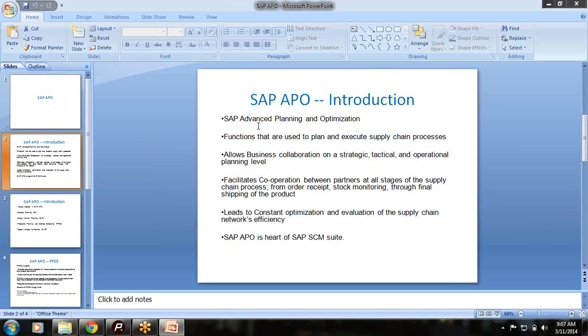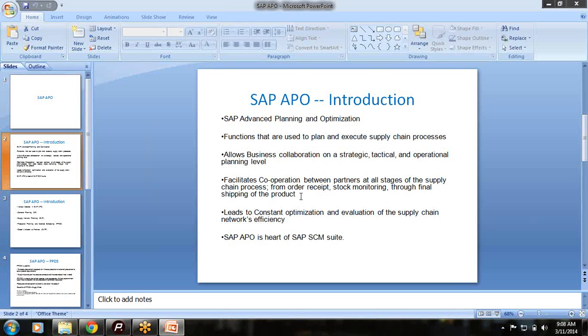Okay. So basically APO stands for Advanced Planning and Optimization. This is used to plan and execute supply chain processes. And there are three kinds of planning: strategic, tactical, and operational planning level. Strategic is for a very, very long term, say 2-3 years down the line or 5 years down the line. Tactical is up to 1 year, and operational is say 1 week, 2 weeks, or 4 weeks, or 1 month. Okay. So APO allows us to plan on all three levels: strategic, tactical, and operational.